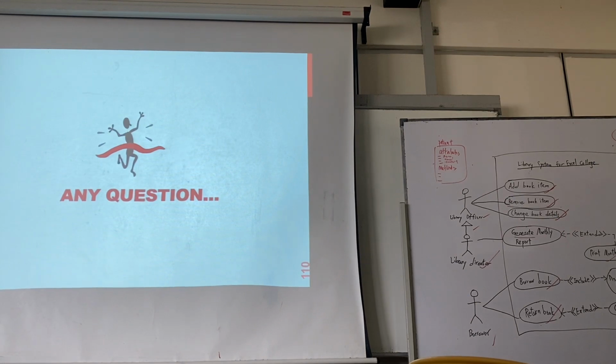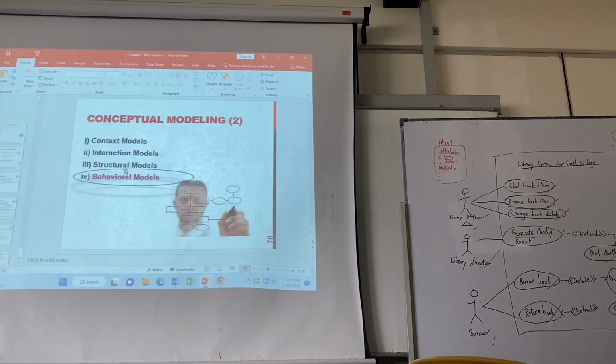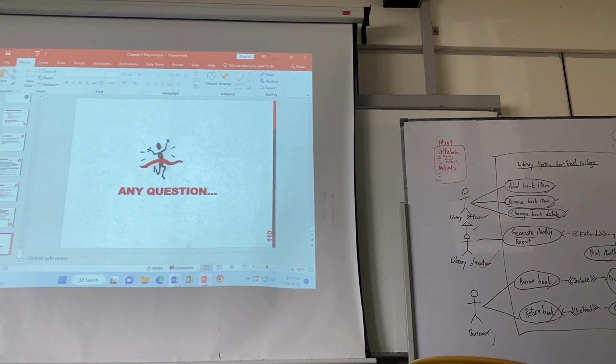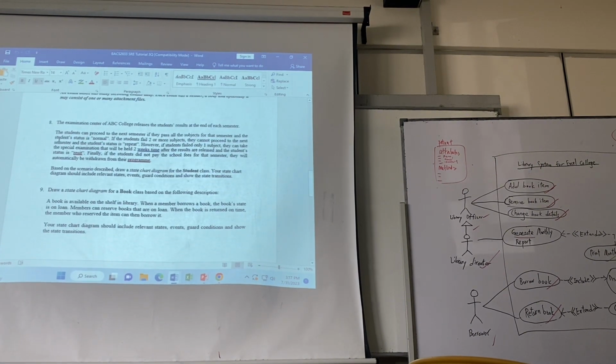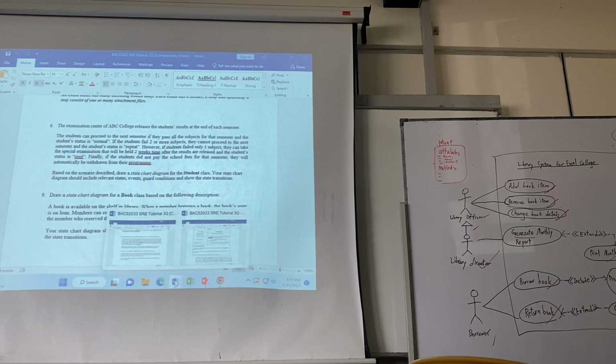Okay, done. Can we take one example of a state chart? Then only do the class diagram. For the state chart, today's revision. Try to do this. Wait, I'll see whether there is any state chart.